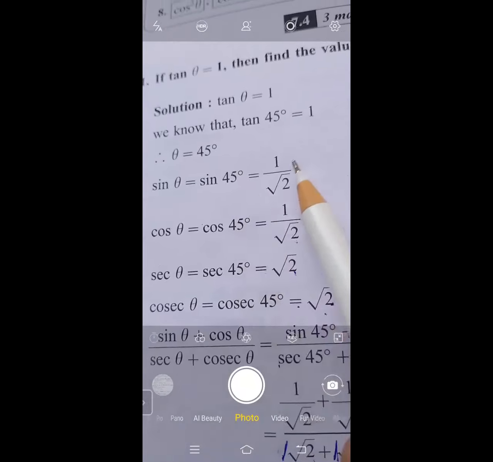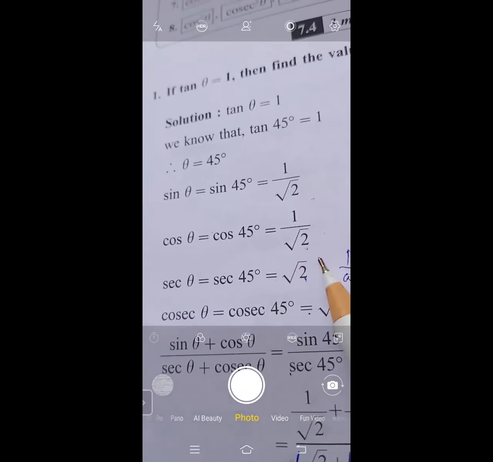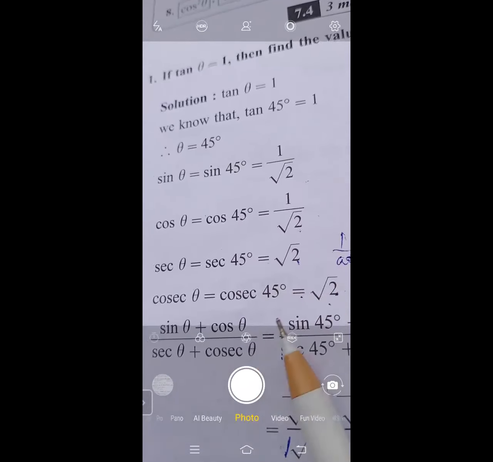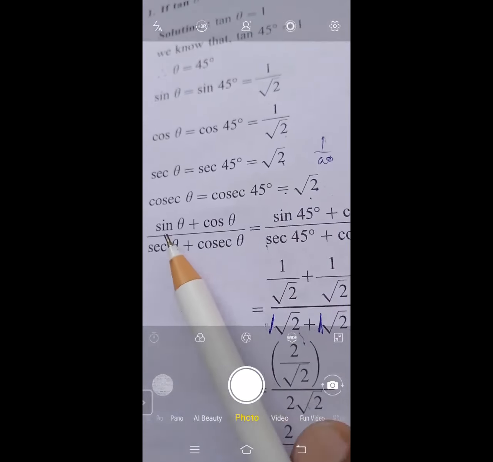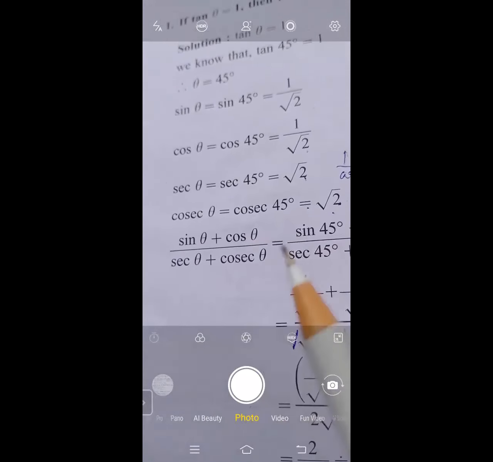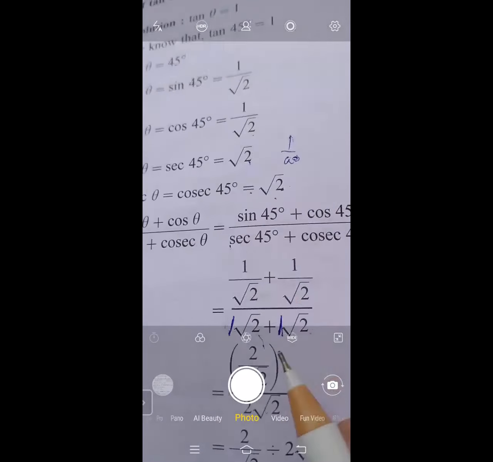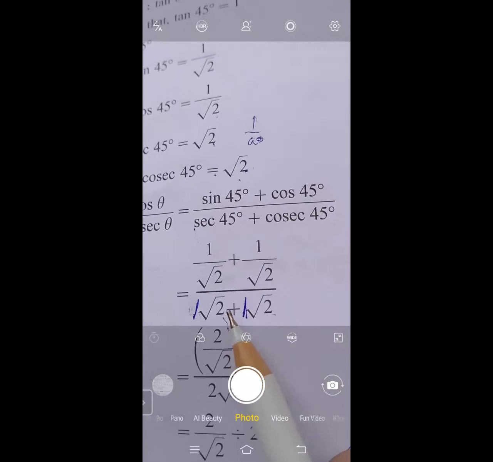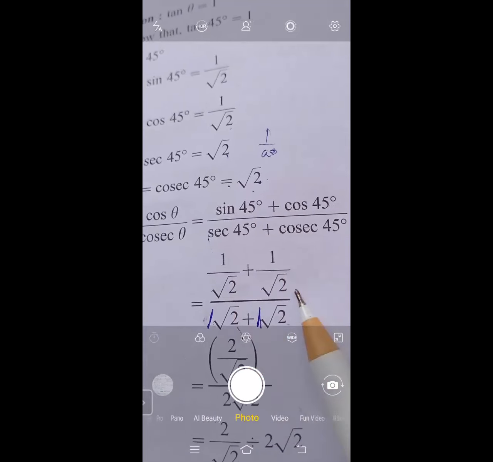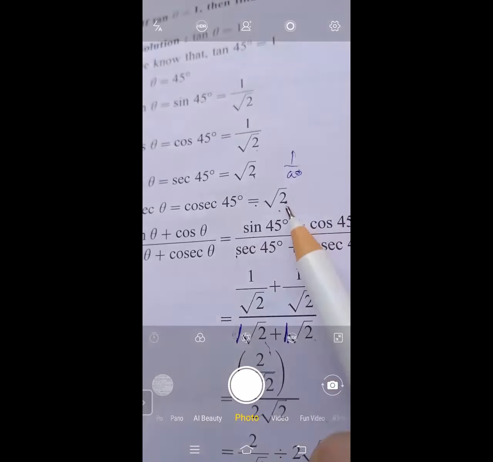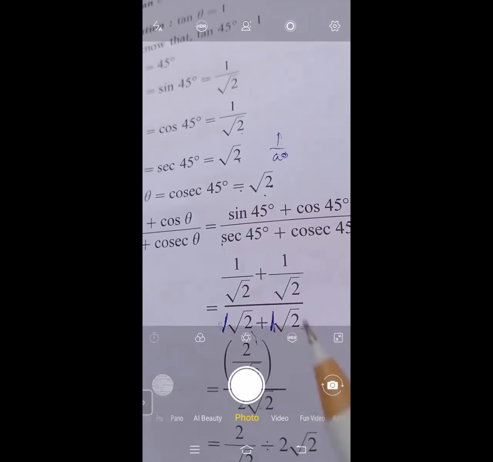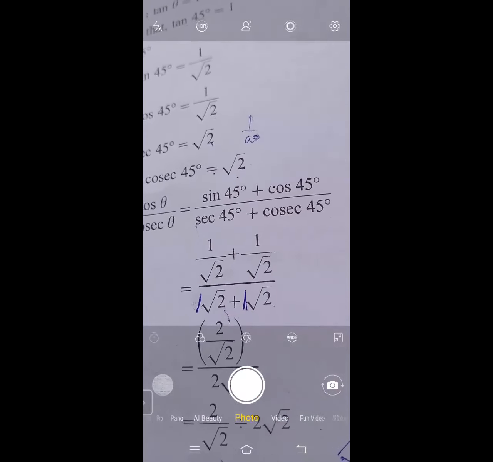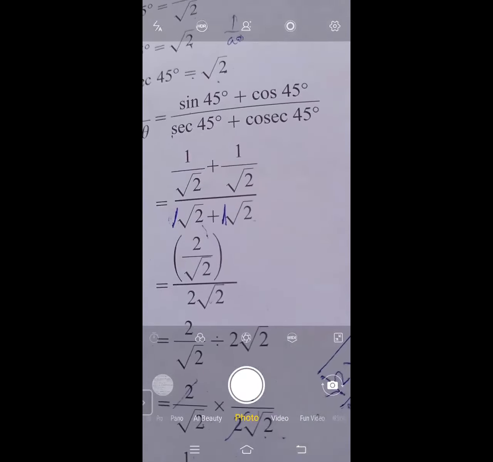So sine 45 is 1 upon root 2, cos 45 degrees is 1 upon root 2, sec 45 degrees is root 2, and cosec 45 degrees is root 2. Okay, we just substitute, we wrote it once again. Sine theta plus cos theta divided by sec theta plus cosec theta equals sine 45 degrees plus cos 45 degrees divided by sec 45 degrees plus cosec 45 degrees. So just substitute the values we have computed here. Follow the surds rule and compute the answer, which is 1 upon 2.